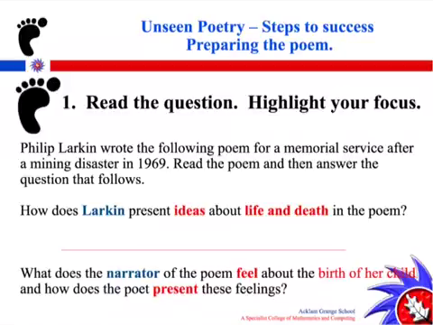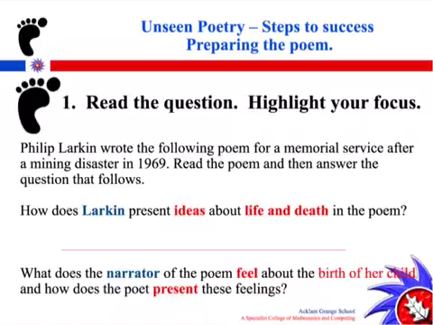So on the two examples below, you have got question 1, which was a few years back, that says, Philip Larkin wrote the following poem for a memorial service after a mining disaster in 1969. Read the poem and then answer the question that follows. How does Larkin present ideas about life and death in the poem? I've highlighted in red the things I need to focus on when I'm starting to interpret the poem, which in this instance is ideas about life and death.